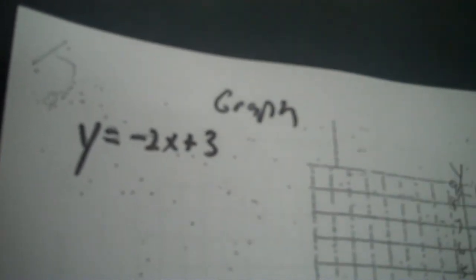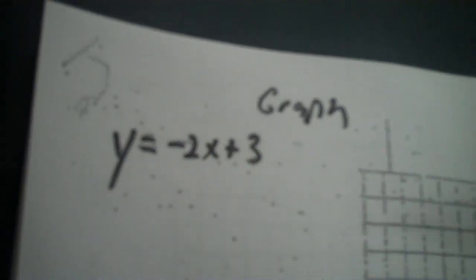Okay, we're going to take a stroll down memory lane here on this one problem, then we're going to learn a quicker way to do it, which I want you to use. Graph the equation y equals negative 2 times x plus 3.